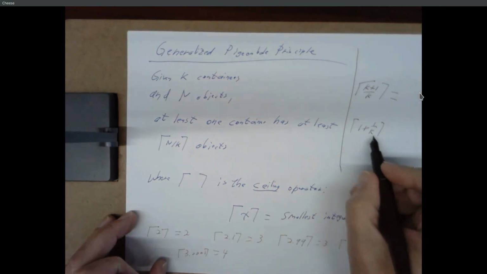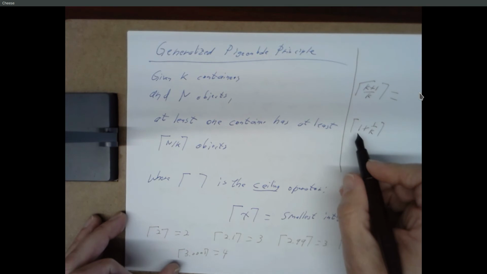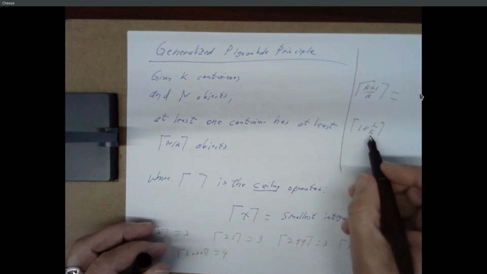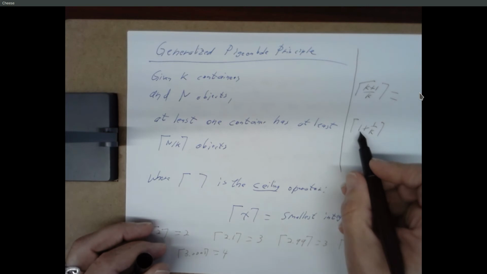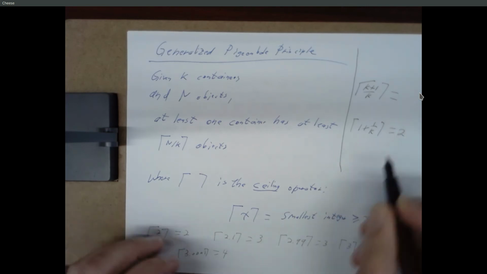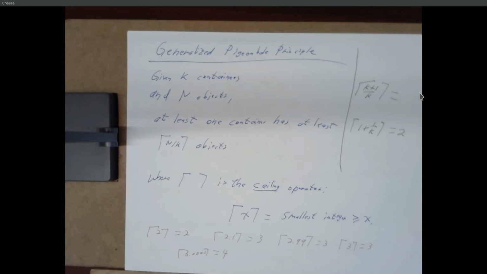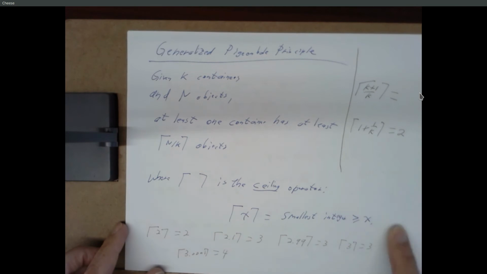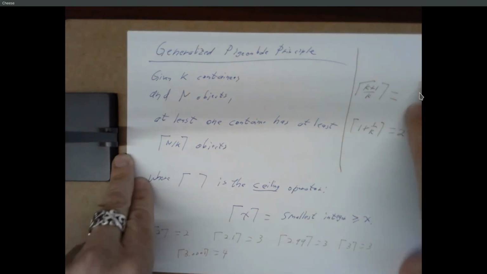And so this is some number slightly bigger than 1, but as long as k is bigger than 2, this is less than or equal to a half. So this is some number bigger than 1 but less than 2. This is equal to 2. So the generalized pigeonhole principle tells us if we have k containers and k plus 1 objects, at least one container has at least 2 objects, which is the particular pigeonhole principle we started with. So this generalizes it.